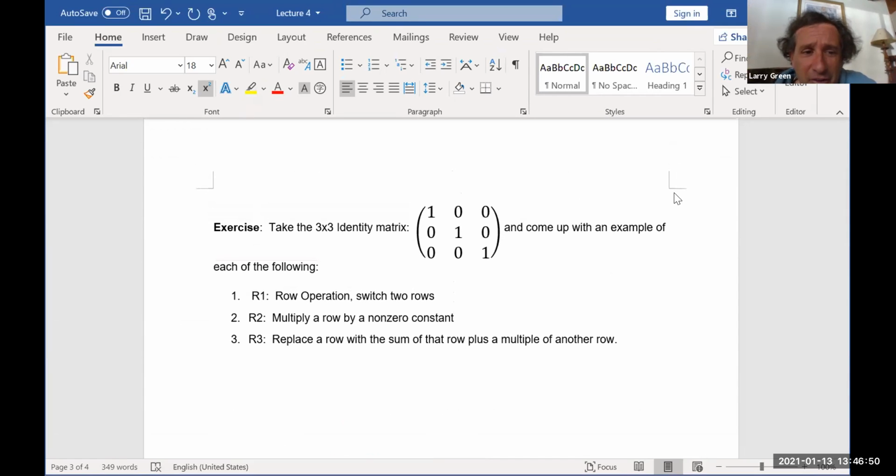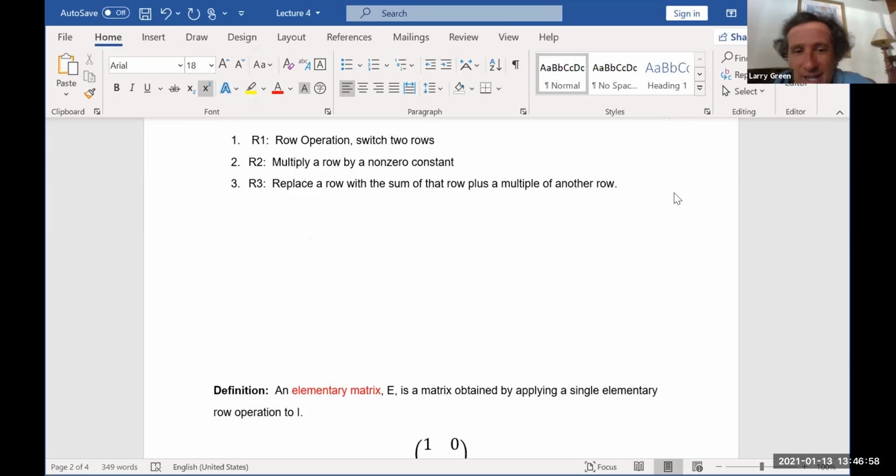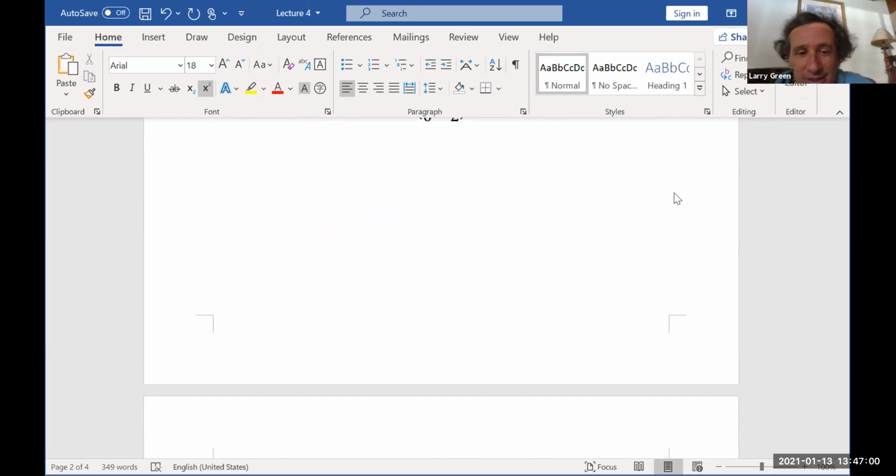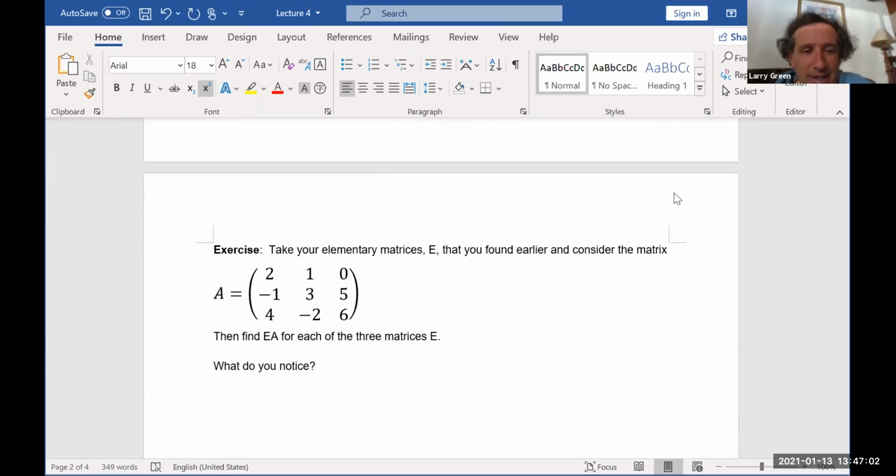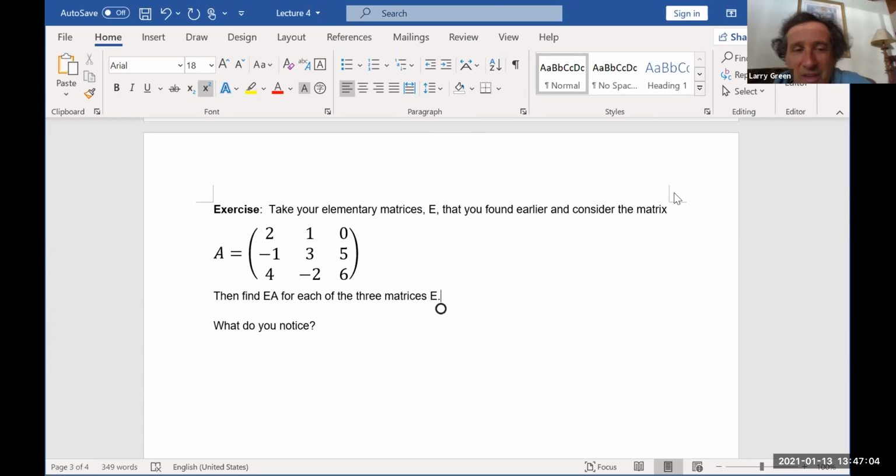Okay, let's start with the first row operation. Switch two rows. So you got an elementary matrix by switching two rows in the first part of the exercise. And then you multiplied that matrix times A. And what happened when you multiplied times A? I switched the two rows. Exactly. Did everyone see that? Just want to make sure that you're all on board here.